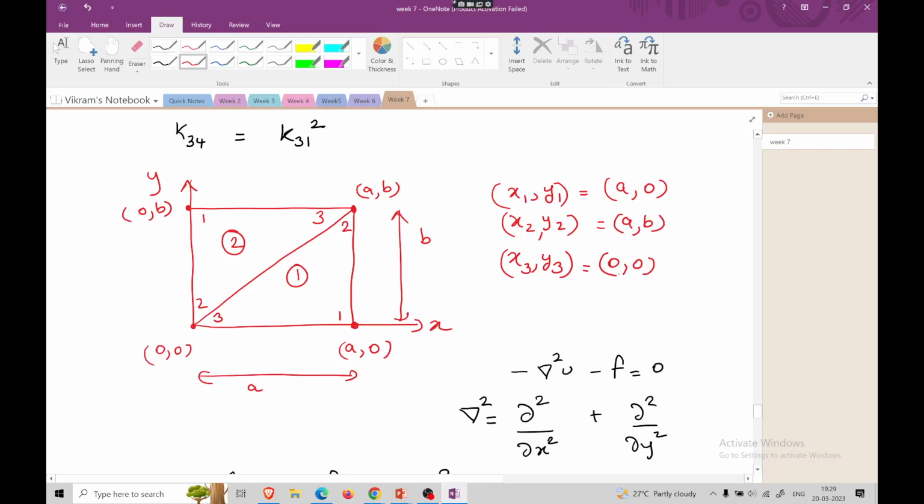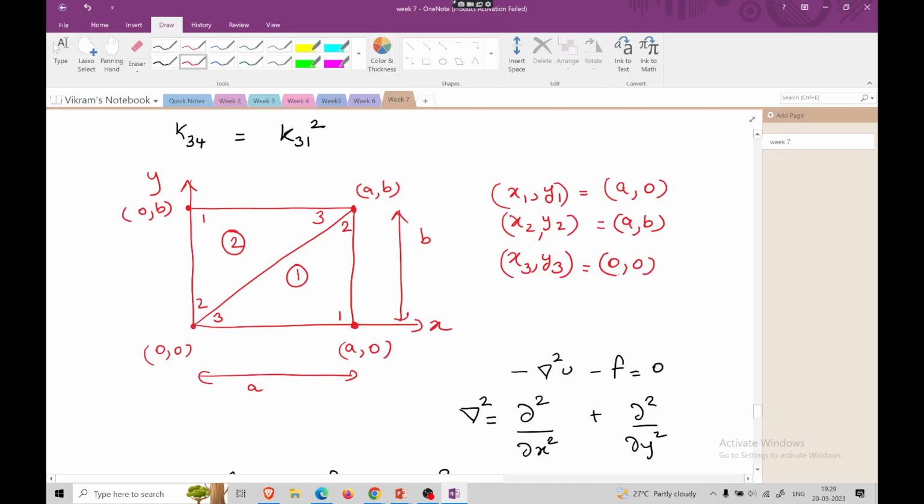So integral dx dy over the element is nothing but the area of the triangle. Is it correct? Yes, sir. So this will be b square by 4a square into, so this will be a, right? So this will be b square by 4a.